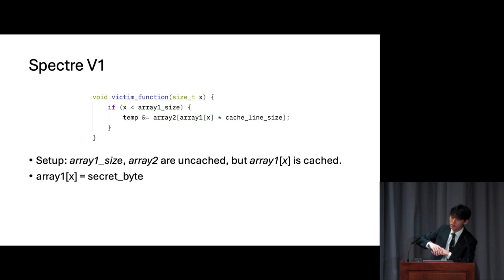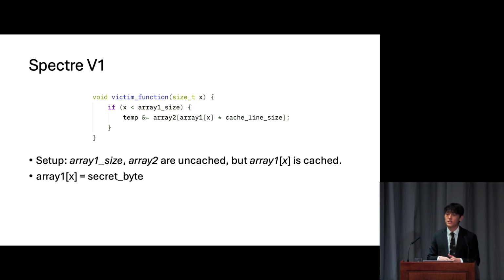Okay, so as I said, x is the address from array 1 of the secret byte we want to read. So array 1 x is going to give us the secret byte. And we use array 1 x as the index into array 2, which is some cache that we've prepared to extract the data. So we use array 1 x, the secret byte itself, as an index, and we multiply it by the cache line size.